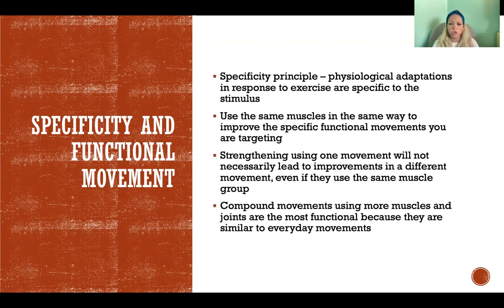So strengthening using one movement will not necessarily lead to improvements in a different movement, even if they use the same muscle group. And I discussed this a bit in my last video where I talked about the principle of specificity. So if we do chest flies, it's not necessarily going to make us stronger at a bench press. So if the goal is to have a stronger bench press, you can only achieve that by doing more bench press. So compound movements using more muscles and joints are the most functional because they're similar to everyday movements.